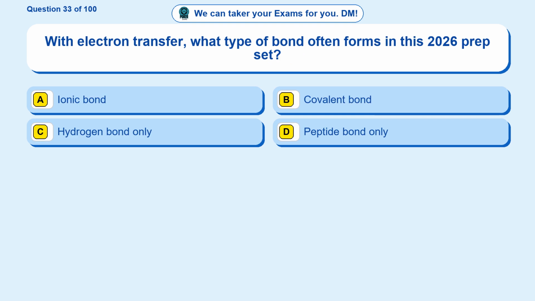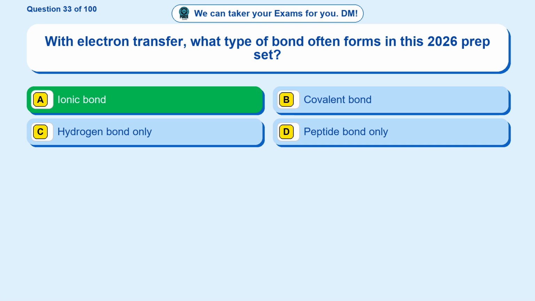Question 33. With electron transfer, what type of bond often forms in this 2026 prep set? Option A, ionic bond. Option B, covalent bond. Option C, hydrogen bond only. Option D, peptide bond only. The correct answer is option A.